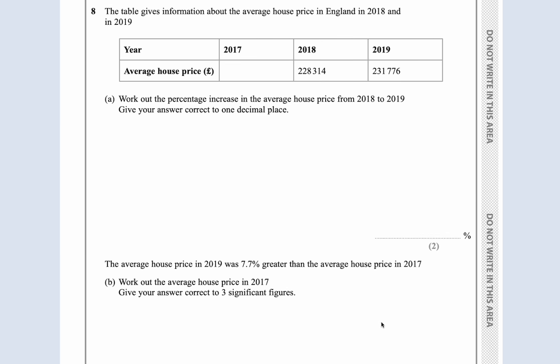Okay, question 8. We have average house price in England in 2018 and 2019. Work out the percentage increase in the average house price from 2018 to 2019. Okay, the increase is this minus this. 231776 minus 228314.